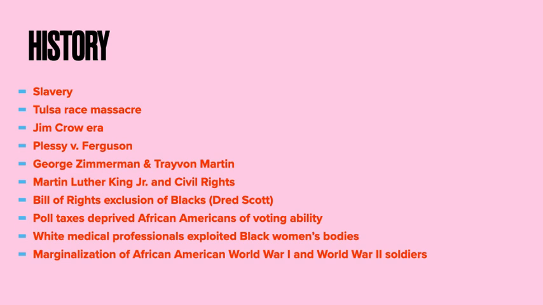A few examples throughout history of racism were slavery, the Tulsa Race Massacre, the Jim Crow era, the Plessy versus Ferguson case, the George Zimmerman case, Martin Luther King Jr.'s assassination, the Bill of Rights' exclusion of blacks, poll taxes which deprived African Americans of voting ability, white medical professionals exploiting black women's bodies, and the marginalization of African American World War I and World War II soldiers.